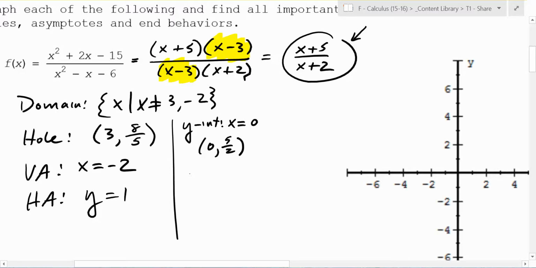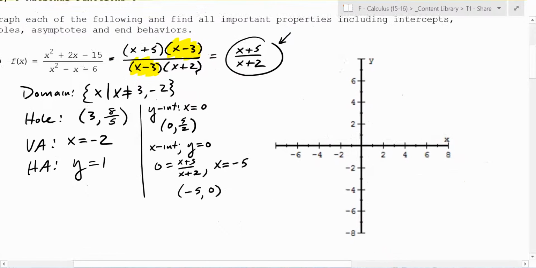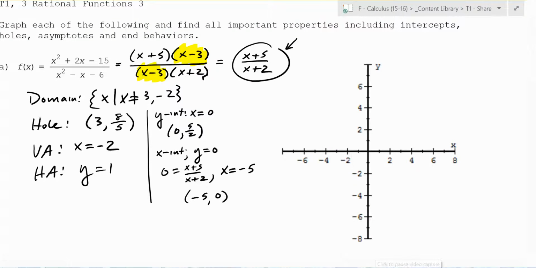So if we have the y-intercept, what do we find next? What's next? X. Yeah. The x-intercept is just y equals 0. So if 0 is equal to x plus 5 over x plus 2, what does x have to be? -5. So it's going to be -5 comma 0. We have asymptotes, we have intercepts, we have vertical asymptote, horizontal asymptote, we have a hole. I want you by yourself right now with all this information, draw me a pretty graph.